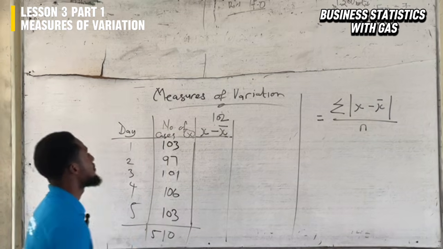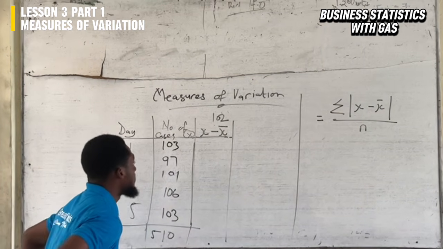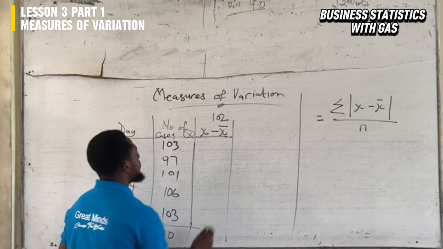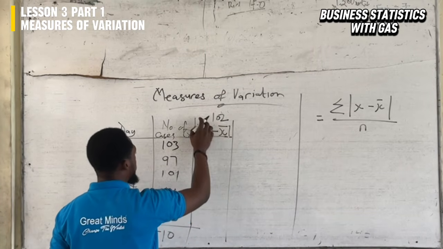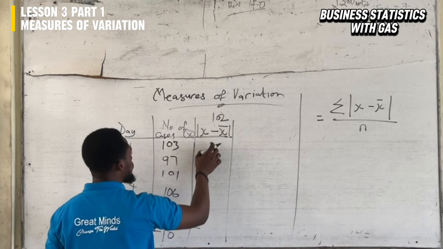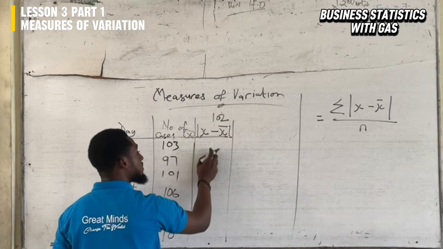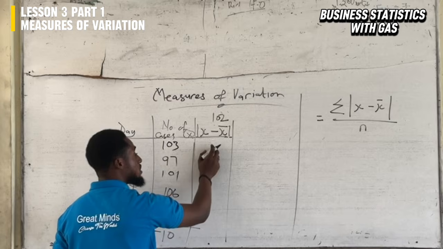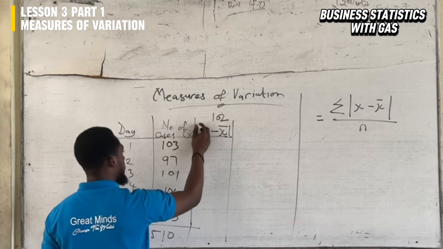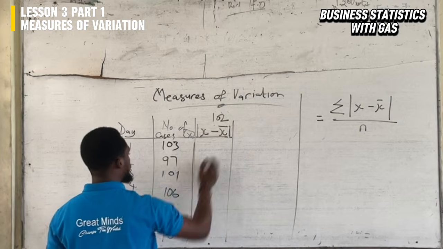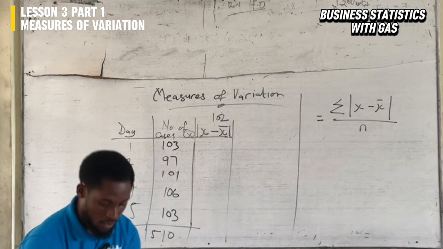So now we have our arithmetic mean here, and now we are coming to solve for this. The absolute values must come. When you do your calculation and you get a negative number, the negative will then change to positive as a result of the absolute values here. Good. So let's do our calculation.